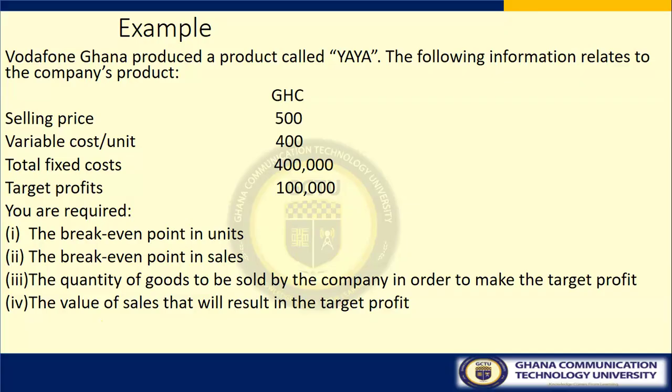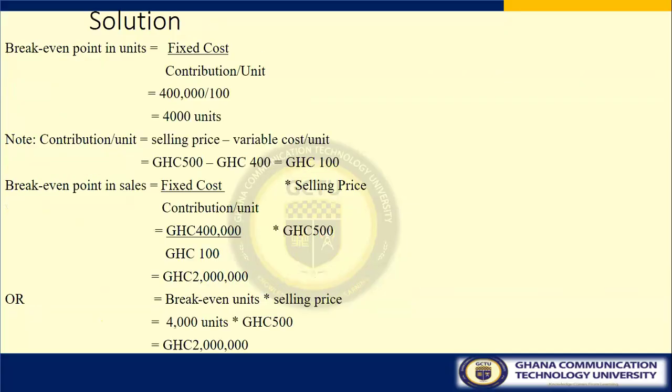Now the question is to find the break-even point in units. We know the formula is fixed cost divided by contribution per unit. We have to find the contribution per unit, which is the selling price minus variable cost. That is 500 minus 400, which gives you 100. So to find your break-even point in units, we have been given the fixed cost to be 400,000 divided by the 100, and that will give 4,000 units. That is the break-even point in units.